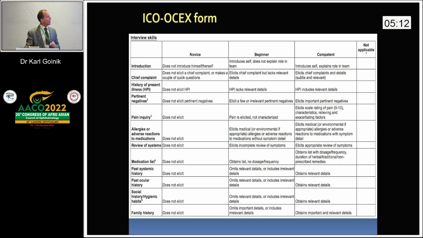Now you can see this is on the left-hand column. It has the various steps of, in this case, taking a history. And on the top, novice, beginner, and competent. But unlike the forms we just saw, the DOPS, where there are blanks letting the assessor check the blank, this describes what it means for the introduction. So for instance, for competent: introduces self, explains their role in the team.